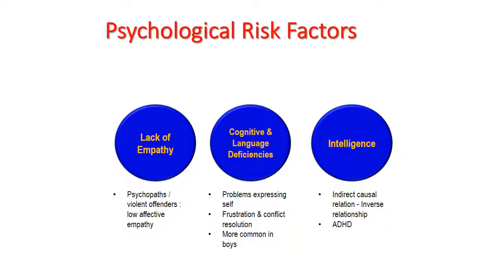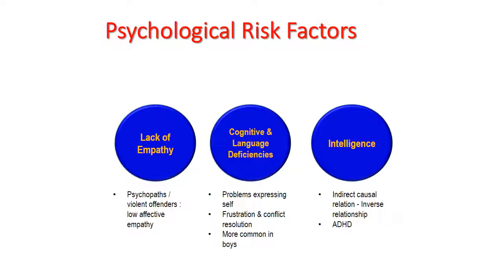Some of the psychological risk factors that put somebody at higher risk for being involved in delinquent behaviors are a lack of empathy, and this is particularly evident in psychopaths or violent offenders who have low levels of affective empathy. I won't go through this in detail now because we will be looking at it in more detail when we have the lecture on psychopaths. Individuals who have cognitive and language deficiencies, which result in them having problems expressing themselves, and having issues with frustration and conflict resolution in others, also puts them at higher risk for delinquent behaviors, particularly if they are male.